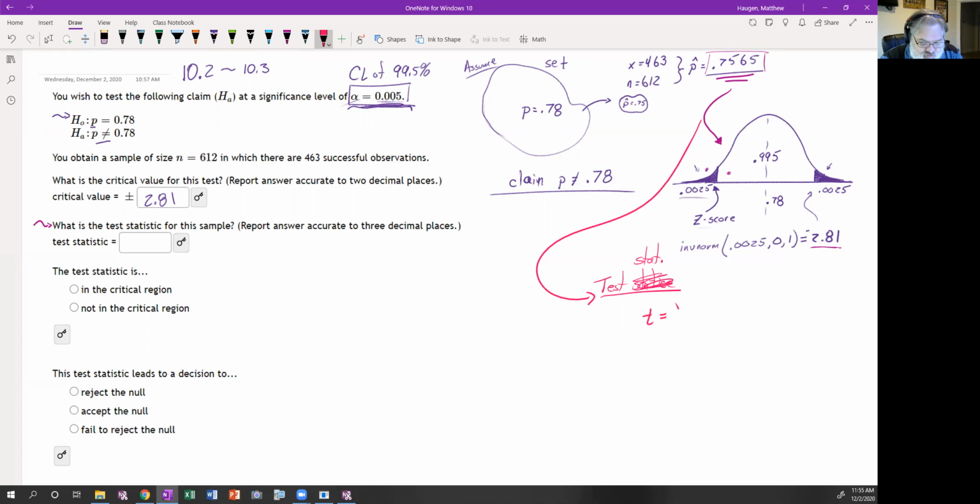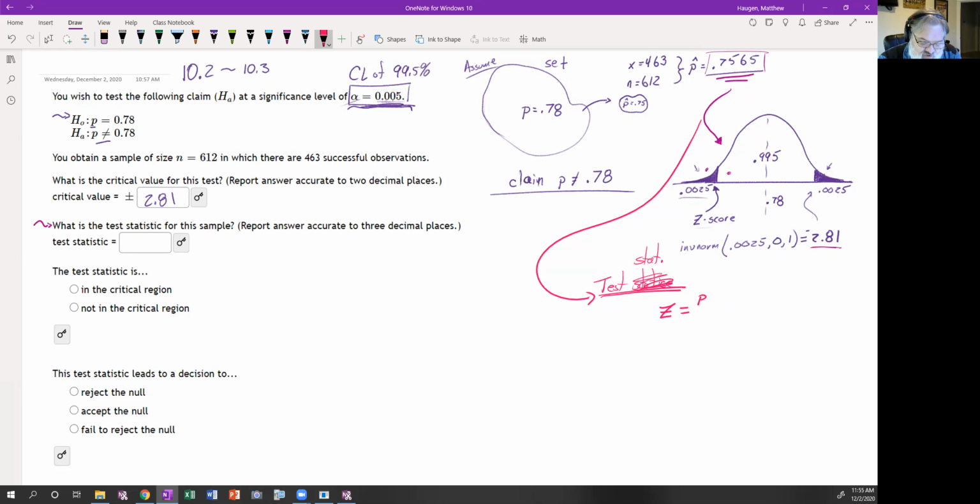It's just like it's always been, value minus mean. Wait, this is proportions, isn't it? Never mind. I got all excited about means. But okay, test statistic. Because this is a proportion problem, we are in z's. But again, we find it the same way.